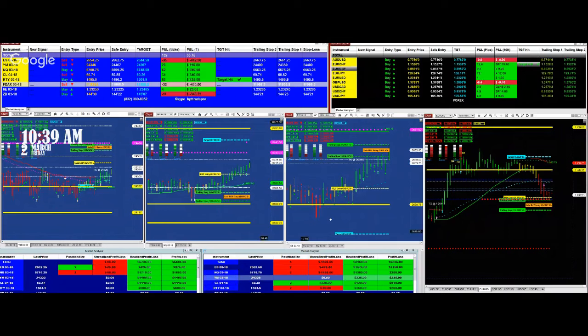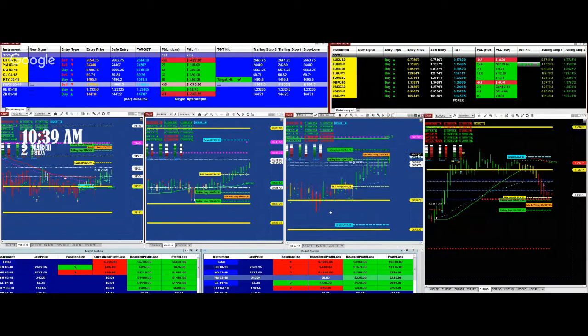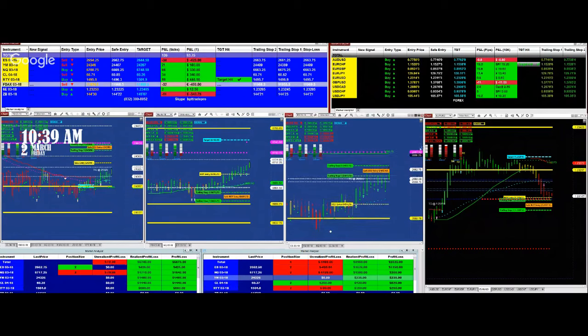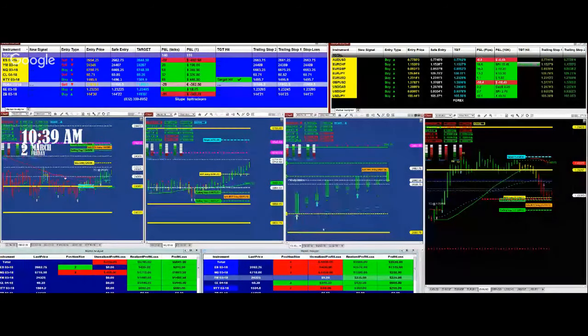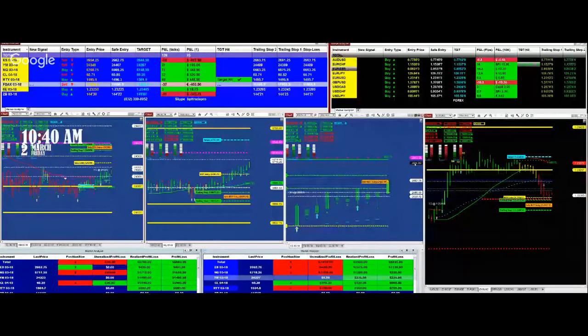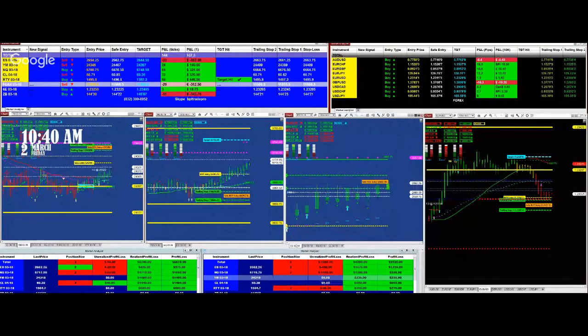We are about to have a new signal on the ES. Again, the market is very fast, and I got one also overfilled on the Nasdaq. The market is extremely fast. Sometimes you get those overfills.